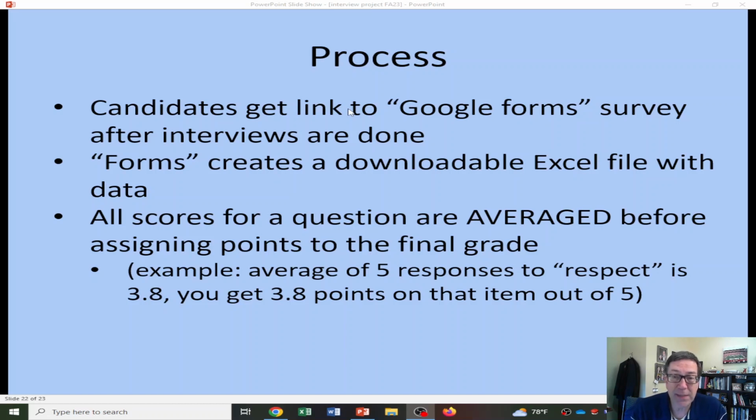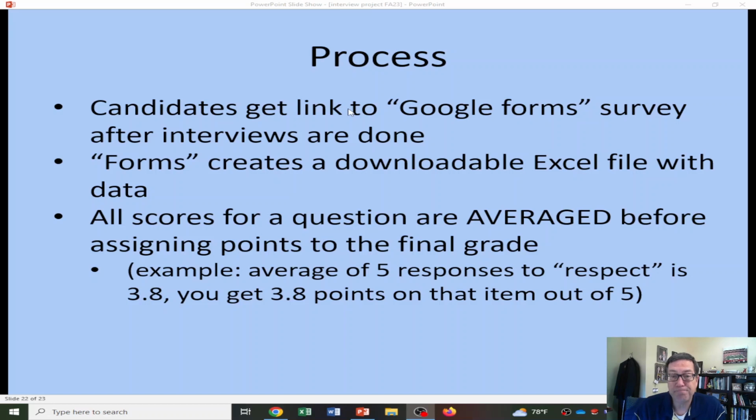I'll mark that off my list, and I'll send those students a link to a Google Form survey where they'll go in and say, my interview was with Susie. And then they'll go through and answer all these questions we've just talked about, and submit it. Then I'll be able to pull an Excel file that has all that information, and I will convert all of the strongly agrees to 5.